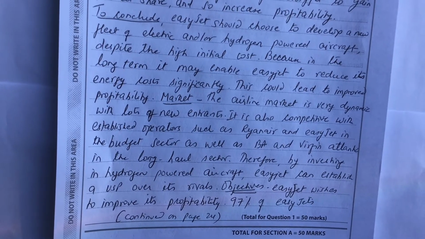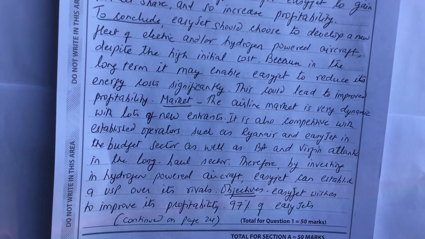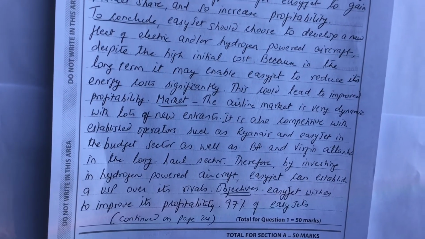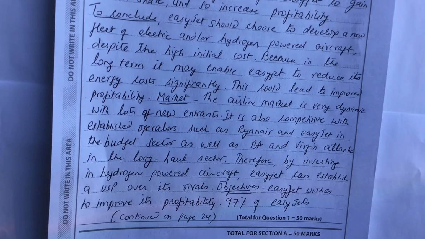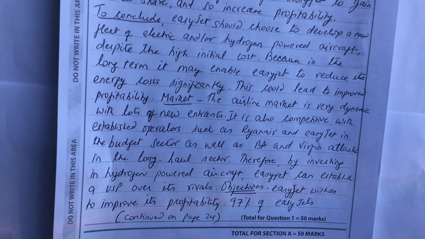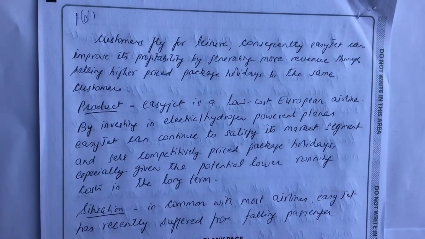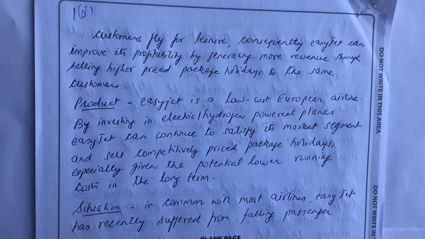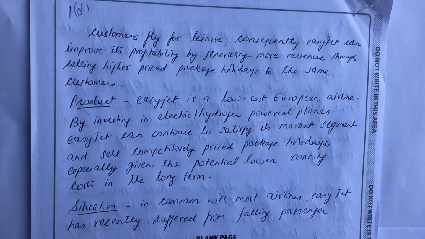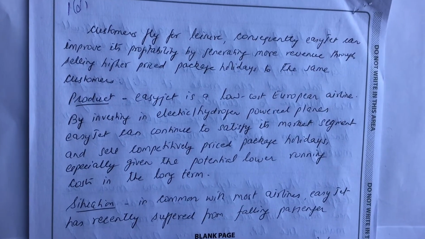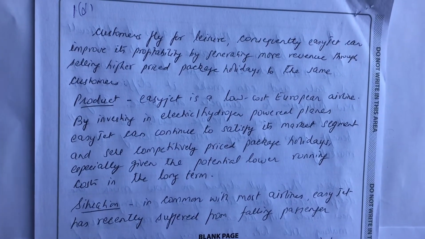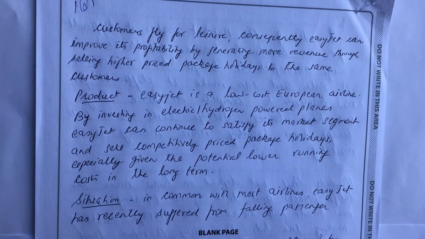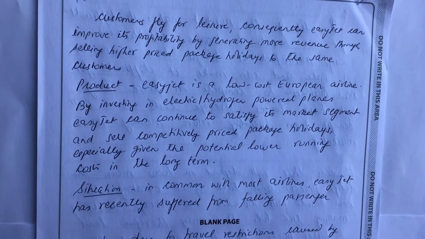97% of EasyJet's... I couldn't continue on this page, so that's what you can do in the exam scenario: continued on page 24. So in the exam paper you'll have some blank pages at the end, so use them for continuation. So always number it. Do mention which answer it is if you are continuing on a separate sheet, 1D. Customers fly for leisure. Consequently, EasyJet can improve its profitability by generating more revenues through selling higher priced package holidays to the same customers.